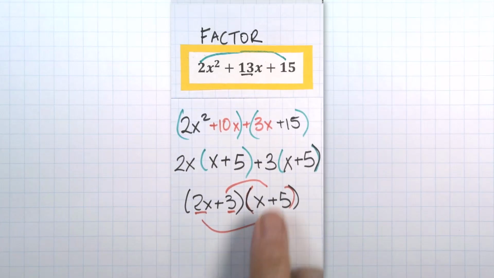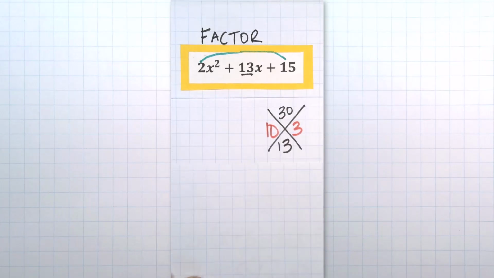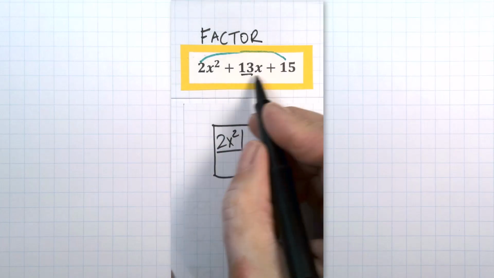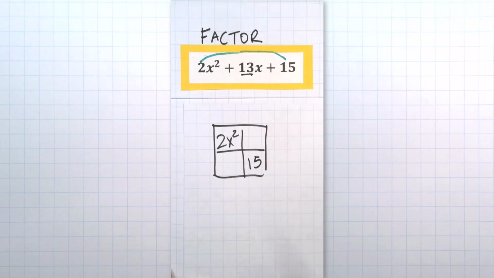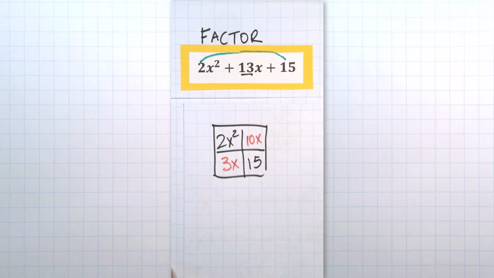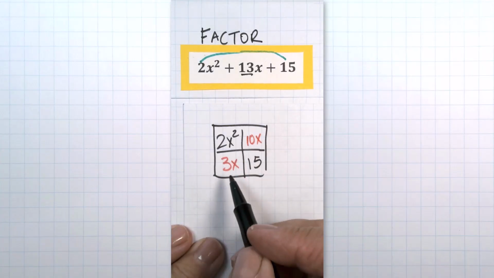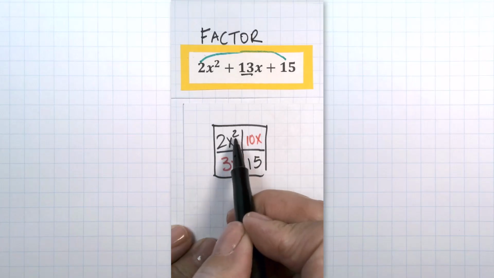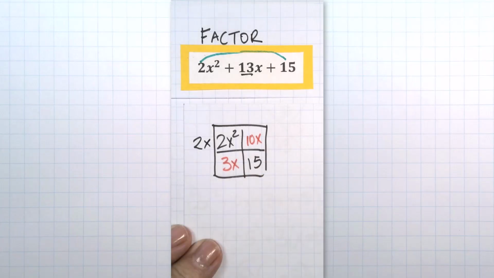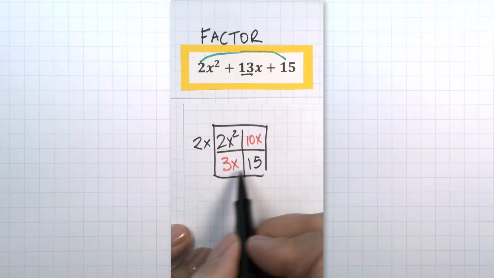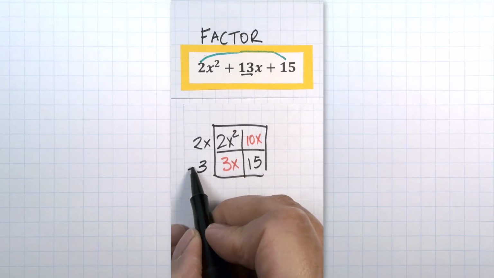Another way to do it besides factoring by grouping: you use boxes. The 2x squared goes in the first box, the 15 goes in the last box, and then your 10x and your 3x go here. Now it's the same as factoring by grouping, it's just set up differently, so some people like this more because it's a little more visual. What are you pulling out of this first line? A 2x squared and a 10x, I can take out a 2x. What can you pull out of a 3x and a 15? Out of the second row is a 3, positive 3.